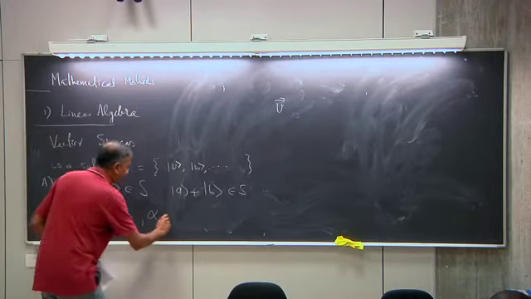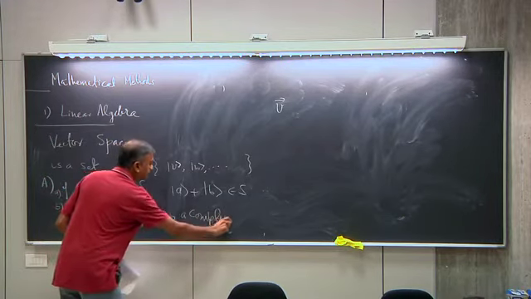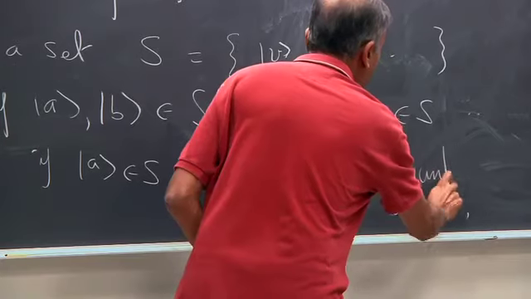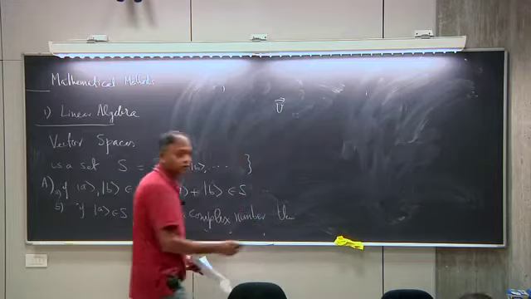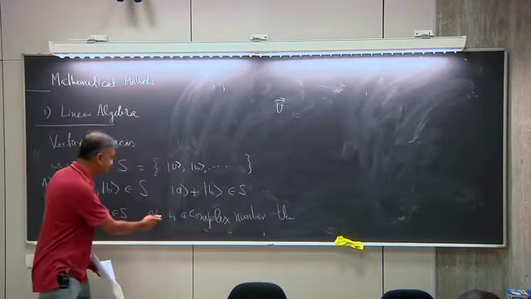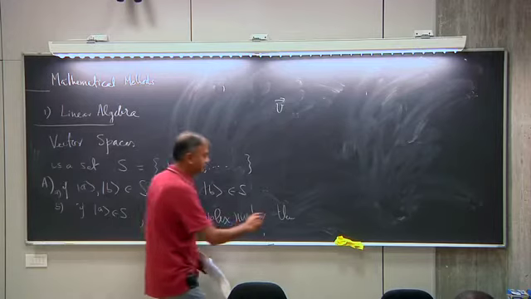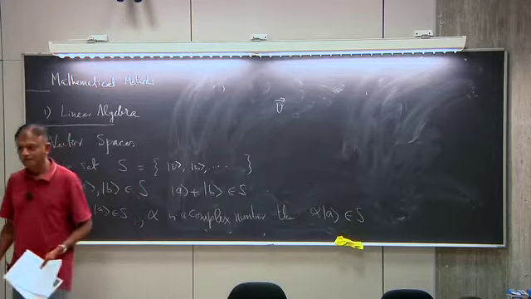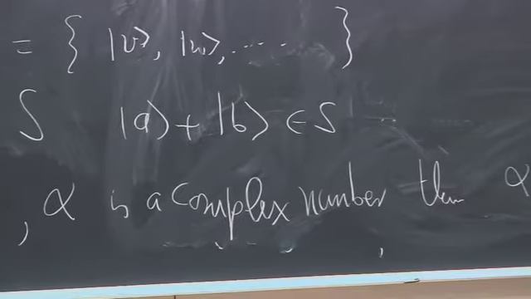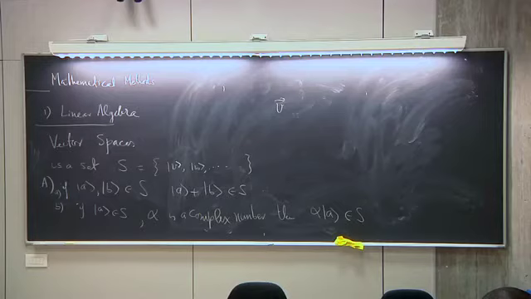So I will allow alpha to be a complex number. Then there is a notion of multiplication. You can multiply this number with this vector, and that will give you another vector. So alpha A also belongs to S. So we have these two definitions: the rule of addition, and the rule of multiplication by complex numbers. This you have to specify.